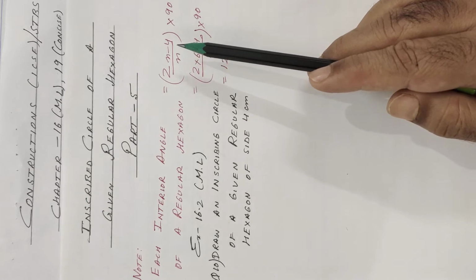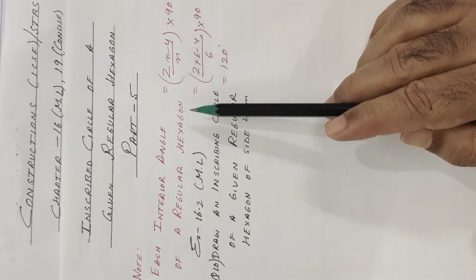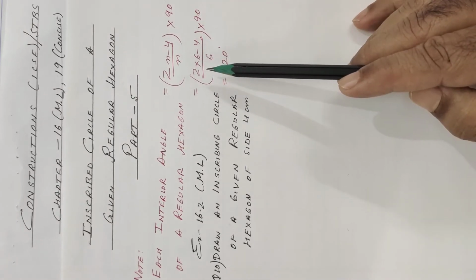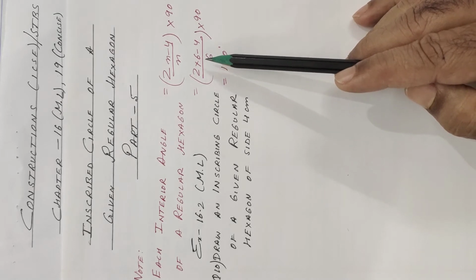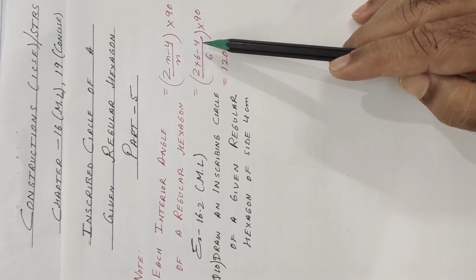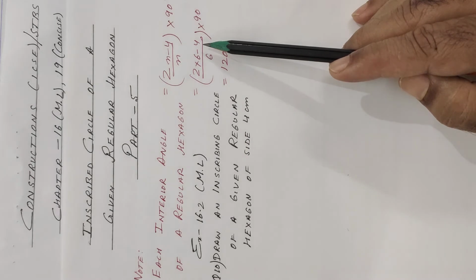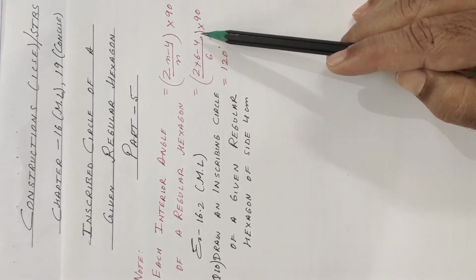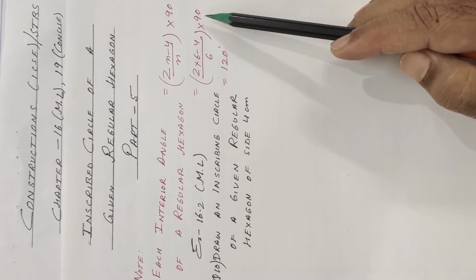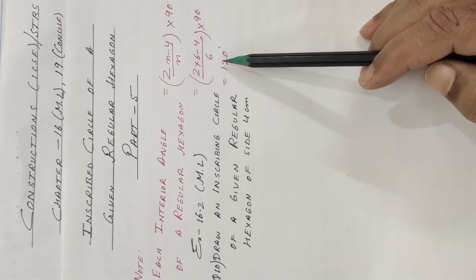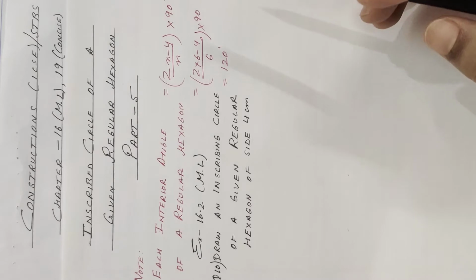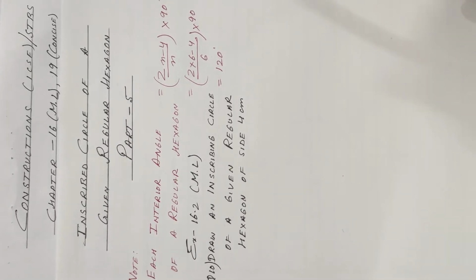So if you have done this chapter, it's well and good. Otherwise, n is the number of sides, and a hexagon has 6 sides. So 12 minus 4 gives you 8. You multiply 8 by 6, so 4 by 3 of 90 gives you 120 degrees. So each angle of a regular hexagon is 120 degrees.